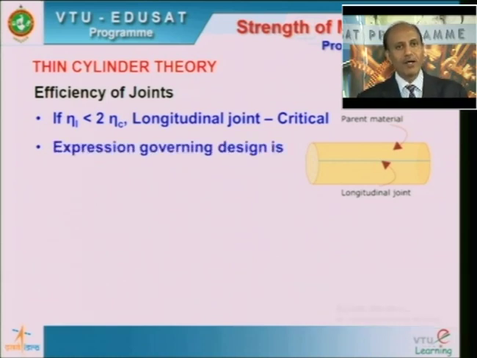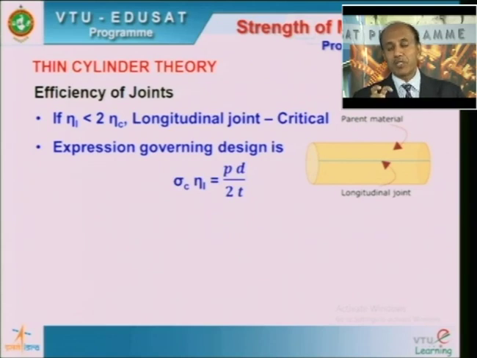On the other hand, the governing design expression we are trying to suggest in this particular case is the expression for circumferential stress. So what is circumferential stress? Without any joint, it is PD by 4t. Because of the joint, we talk about efficiency, so we say sigma c into eta L. What is eta L? The efficiency of the longitudinal joint, which should be equal to PD by 4t.